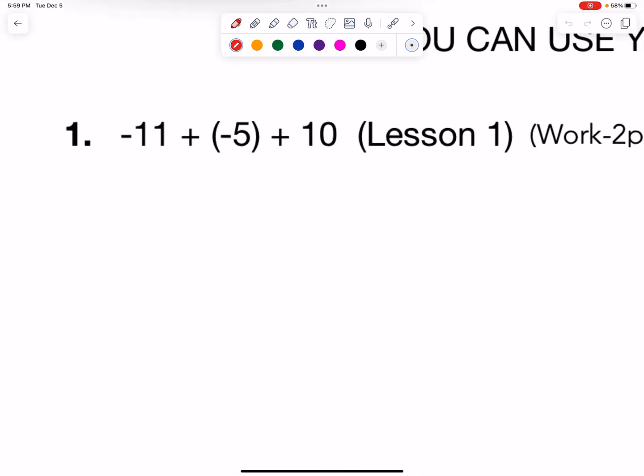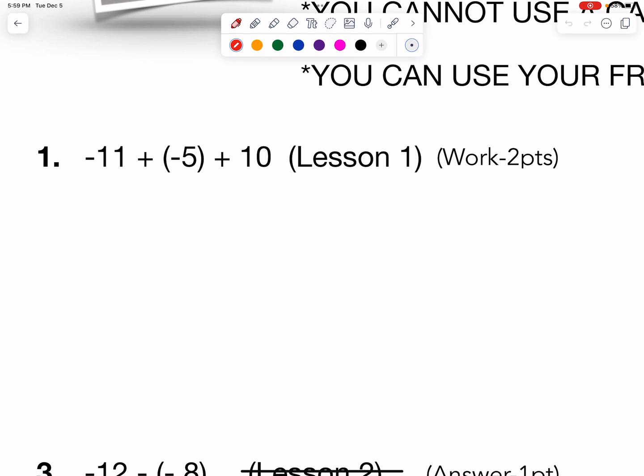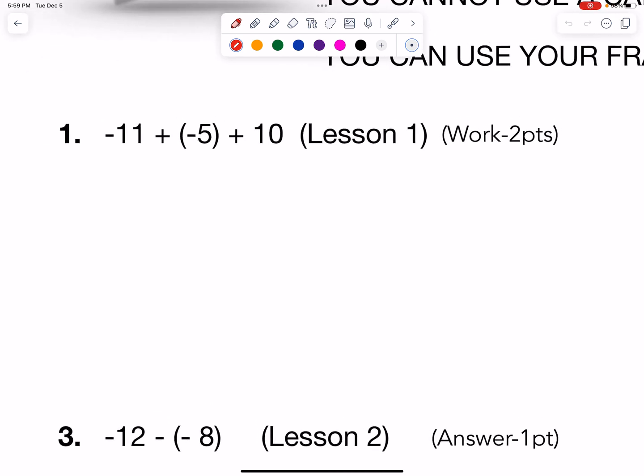All right, here we go. Number 1. This is lesson 1. You have to show all your work for everything, okay? Because I'm actually going to give you the answer for a lot of these, so I'll be looking for the work itself.